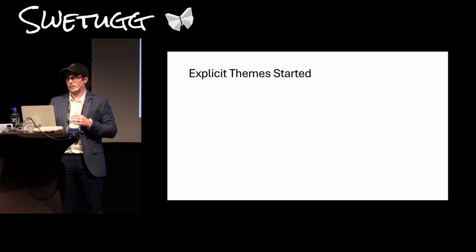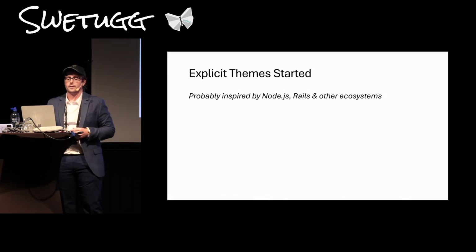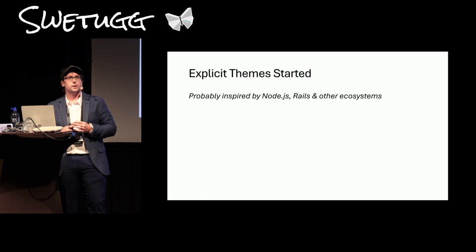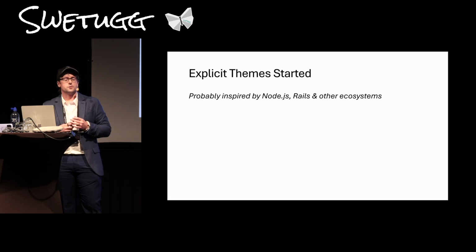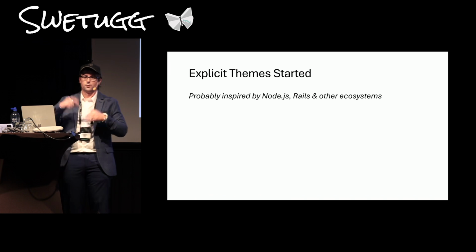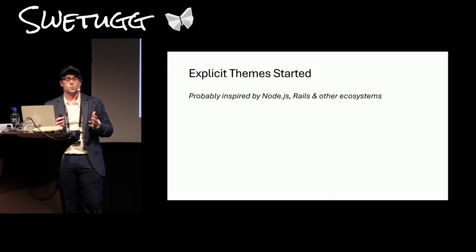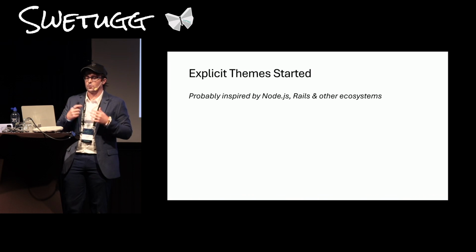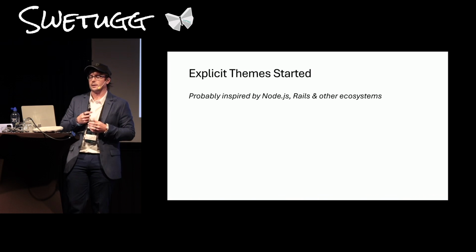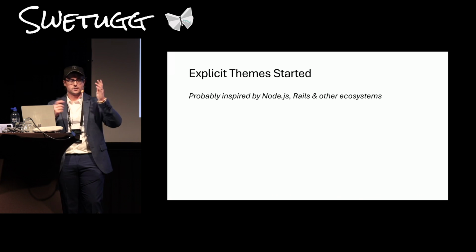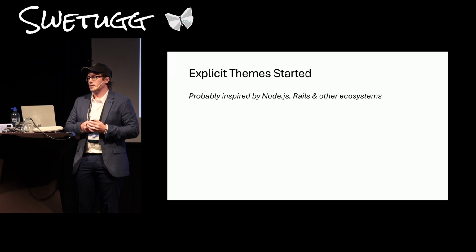In this era, there were some explicit themes that started and have probably partially survived until now. My guess is that it was very inspired by Node and Rails and other ecosystems where you can just create a new index.js, write 3 lines of code, run Node in your command line, and it just works. C# was not like that. With .NET in general, you had to create a new project, and there was a lot of ceremony to get the first hello world, or if you wanted to test out a few lines of code, it was not that quick.